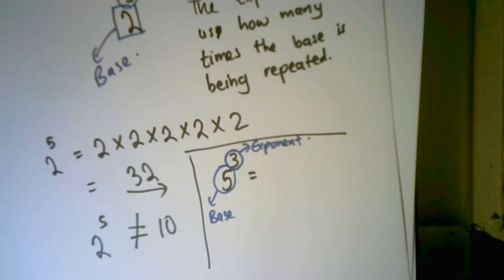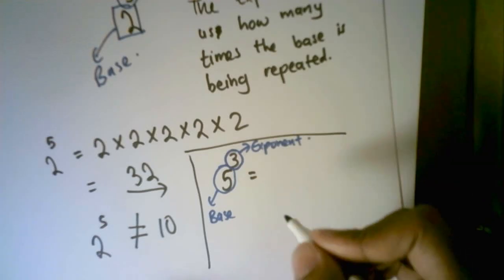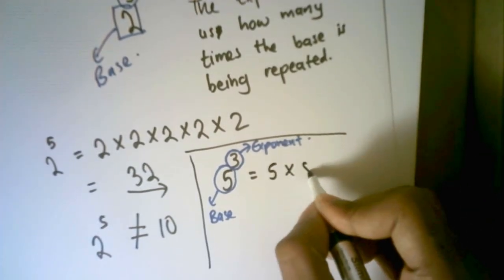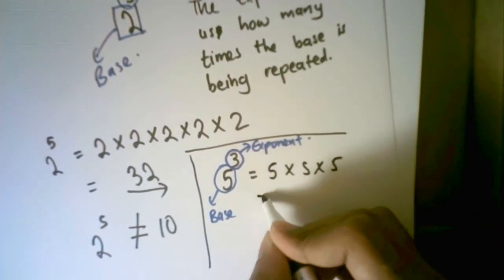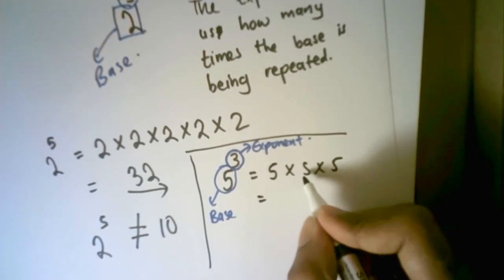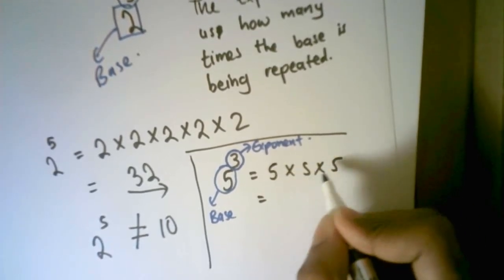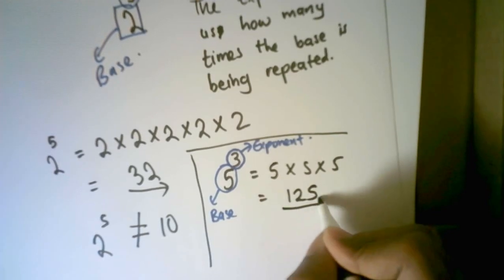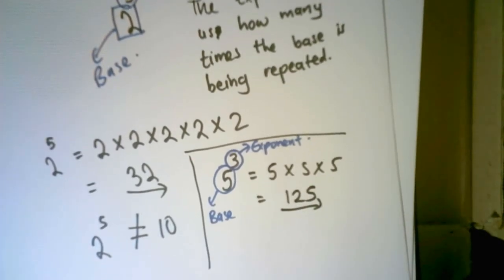The exponent tells us how many times the base is being repeated. The base 5 is being repeated 3 times. So this is equal to 5 times 5 times 5. 5 times 5 is 25, and 25 times 5 is 125. Again, many scholars see 5 raised to the power of 3 and multiply the base by the exponent, which is incorrect. It is not 5 times 3, which is 15.